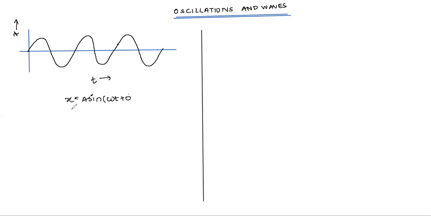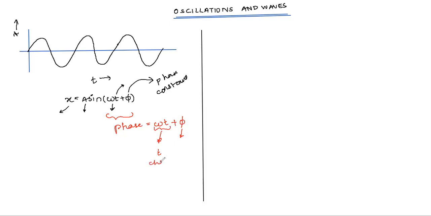So we had learned this, told that this x is displacement, a is amplitude, omega is angular frequency, t is time, and phi, very important, phi is phase constant. And then we also learned one important fact that this entire term which comes after sine is called phase. So phase is variable with time. Phase is given by omega t plus phi. So this phi part remains constant, but this omega t part will keep changing. Why? Because time is changing, right?